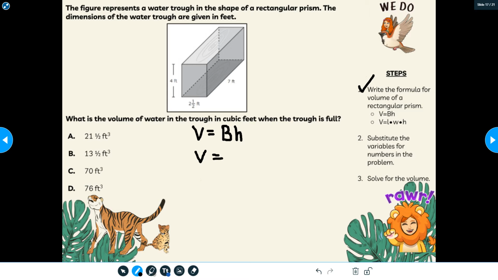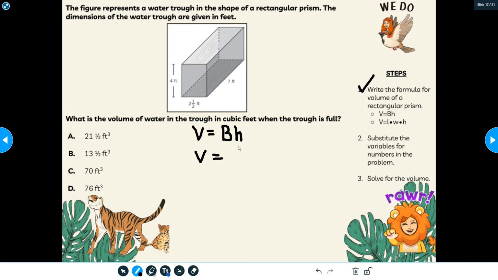Okay, so our first step is to write the formula for volume of a rectangular prism. The formula that you will see on your STAAR reference materials is volume equals area of the base times the height. The capital B represents area of the base. Now, the base in a rectangular prism is a rectangle. So when we're finding area of the base in this prism, we're really just multiplying length times width, because that's how you find area of a rectangle.